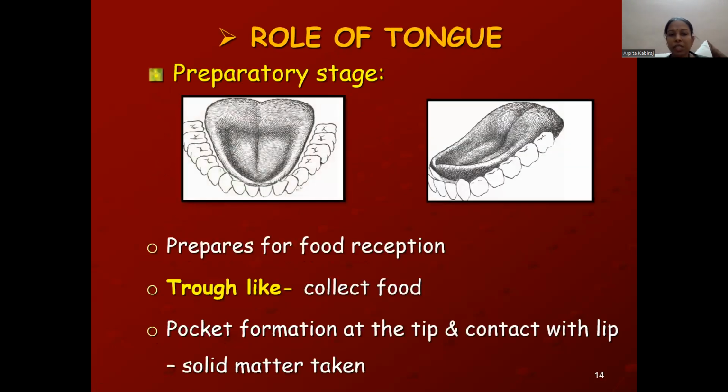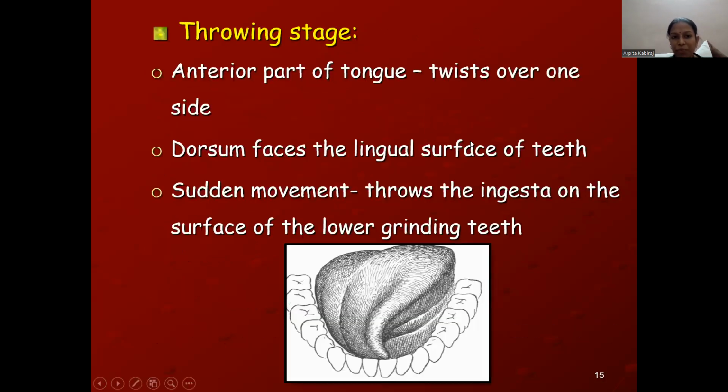The role of the tongue in mastication. Especially in the preparatory stage, the tongue prepares for food reception. It forms a trough-like area to collect the food and forms a pocket at the tip, which contacts the lip so that the solid matter can be taken inside. The throwing stage, wherein the anterior part of the tongue twists over on one side and the dorsum faces the lingual surface of the teeth.